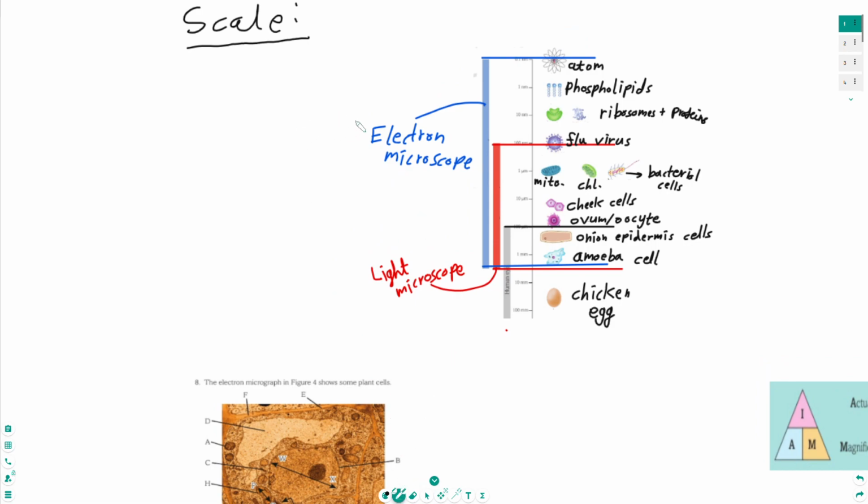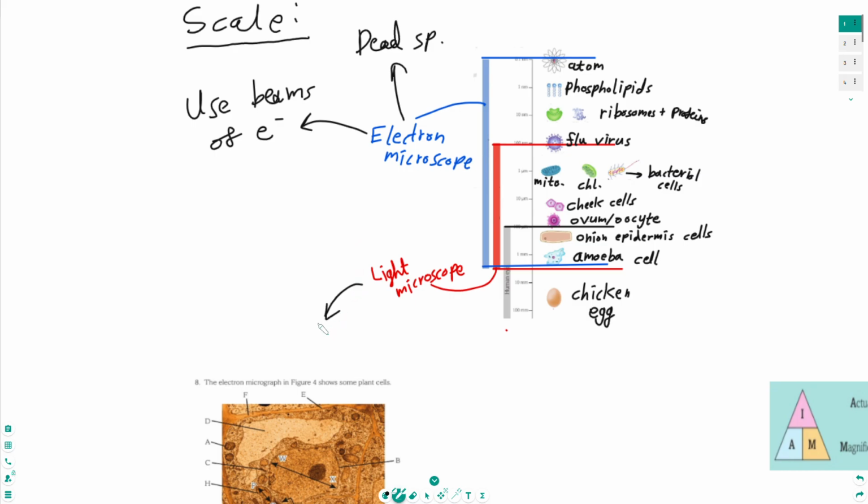So electron microscope, I'll just write one sentence right now: they use beams of electrons. And here also the specimen has to be dead. They were used for dead specimens.